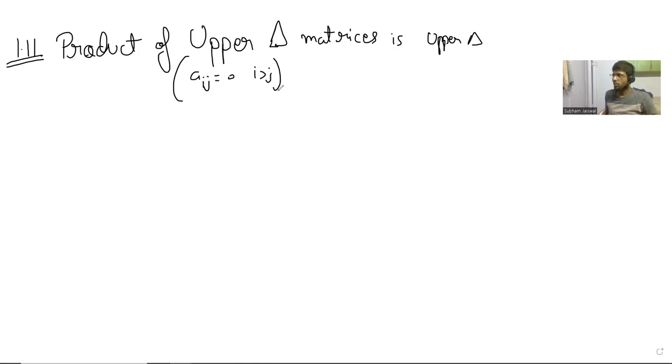So again, you have to just pick up the pen and write the rule of matrix multiplication.